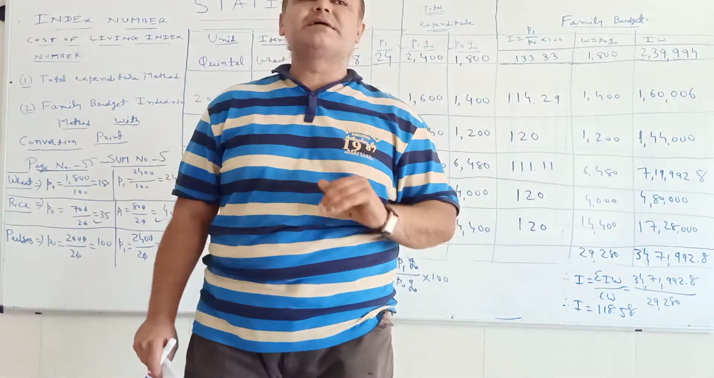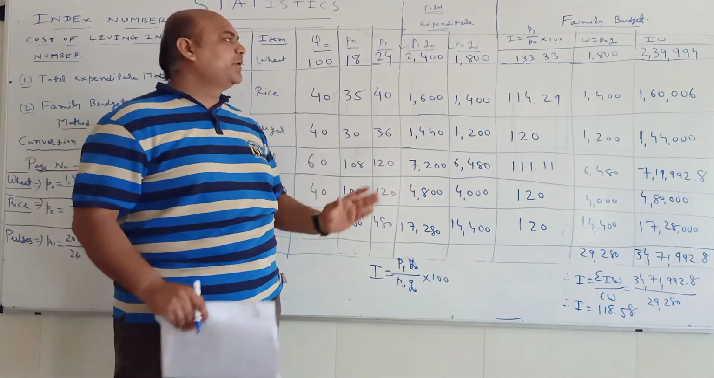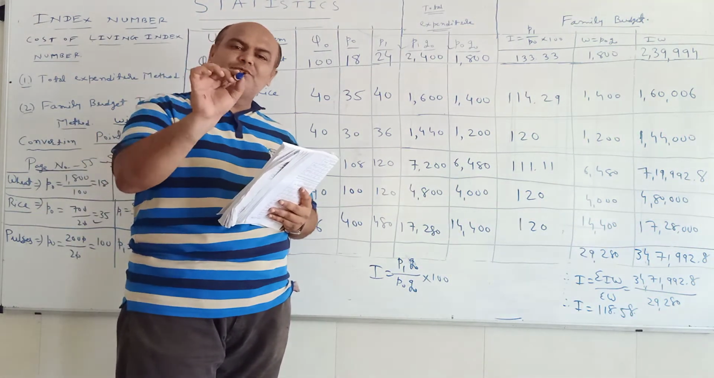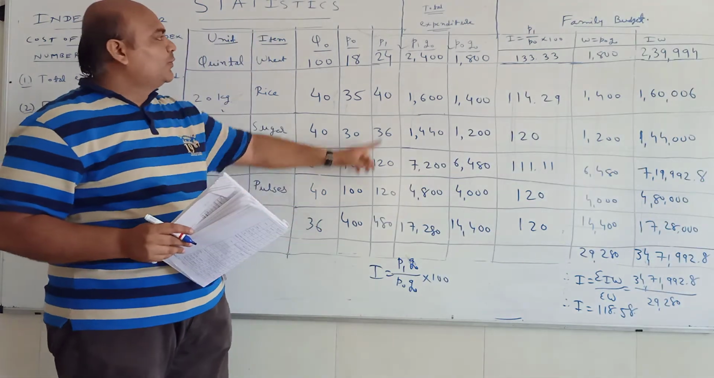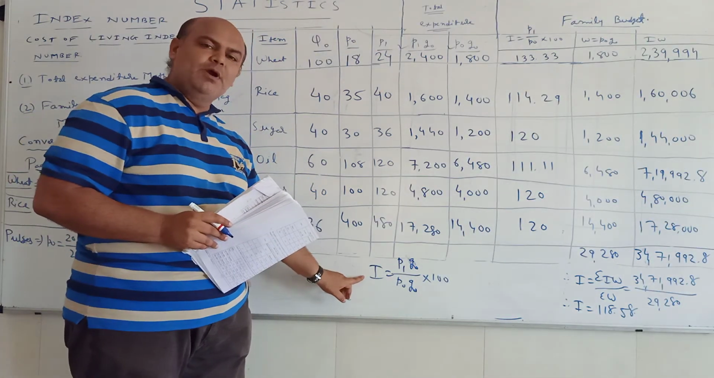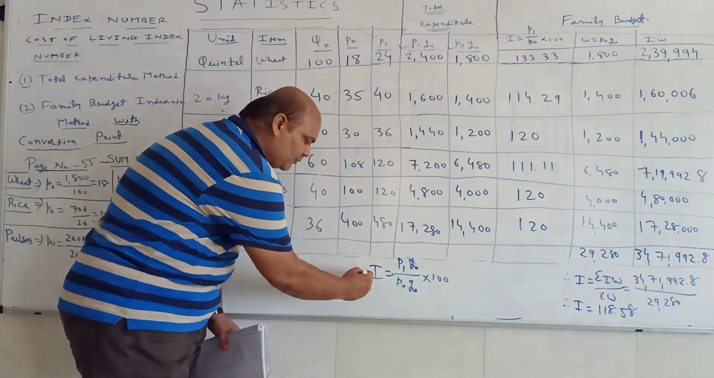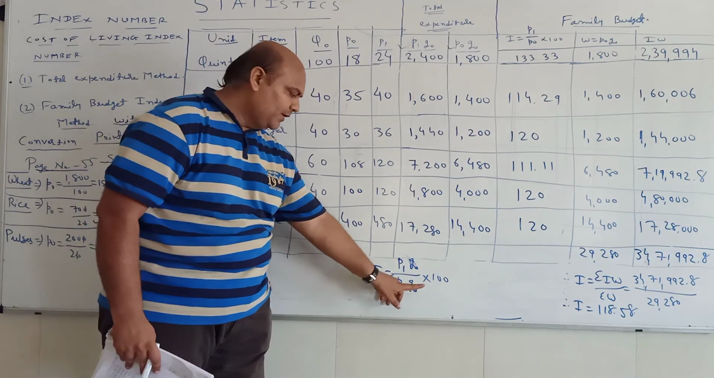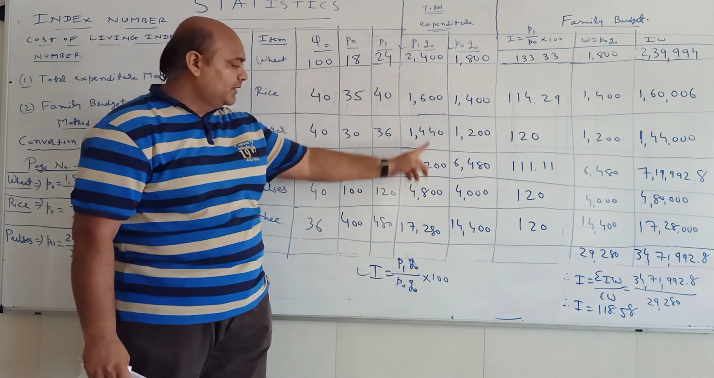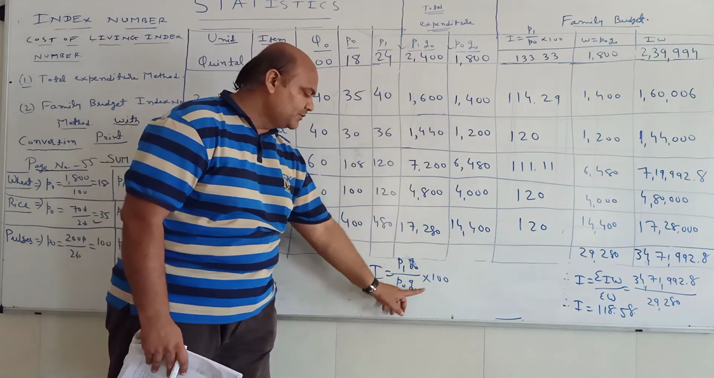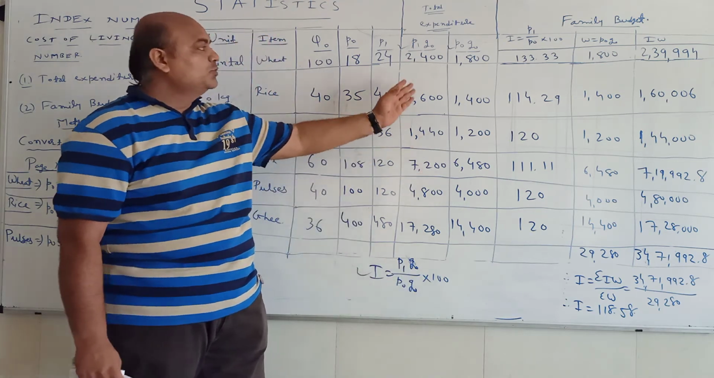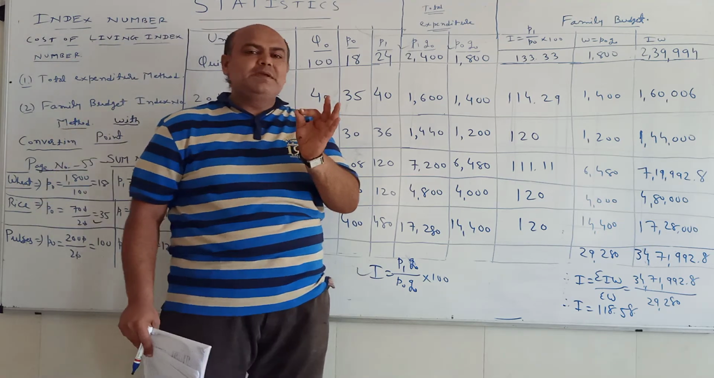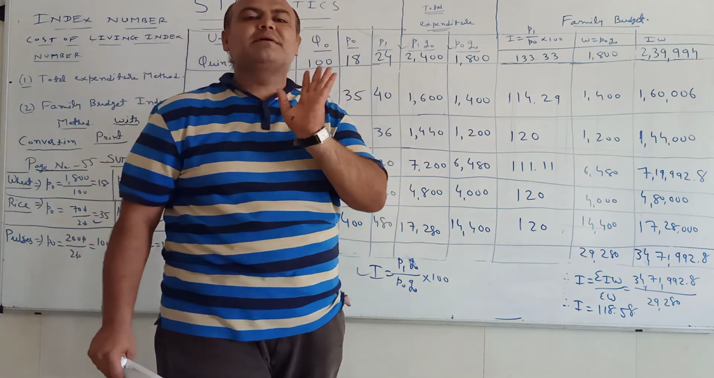Now at our last step, after preparing all the columns, we have to put the values into the formula. For total expenditure, the formula is I equals P1Q0 upon P0Q0 into 100, that is total of P1Q0 upon total of P0Q0 into 100. You can do the total and put the values. Definitely the answer comes the same as the family budget method.